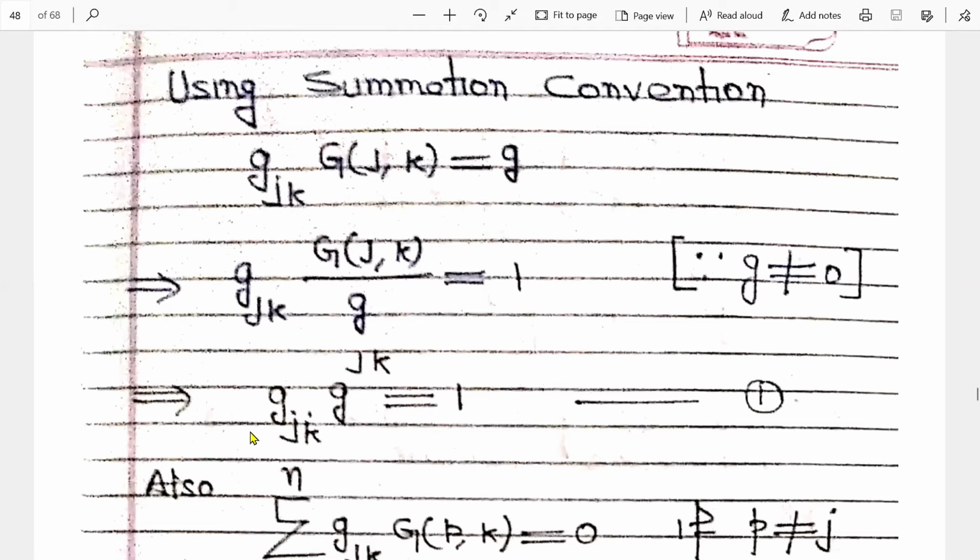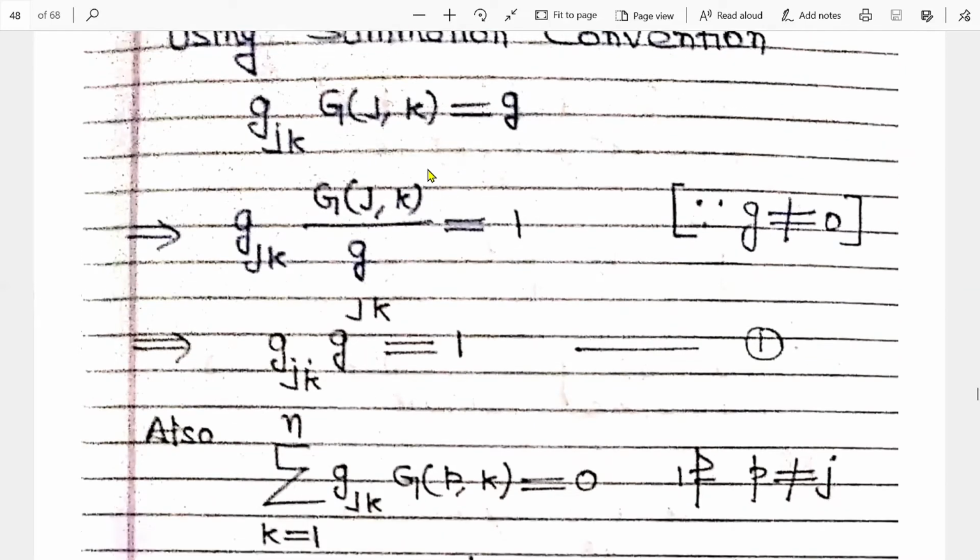Now it implies by definition, what is this? It is g^jk. So it is the reciprocal conjugate tensor of g_jk, right? So it means g_jk g^jk is equal to 1. Clear? So that is written as equation number 1.